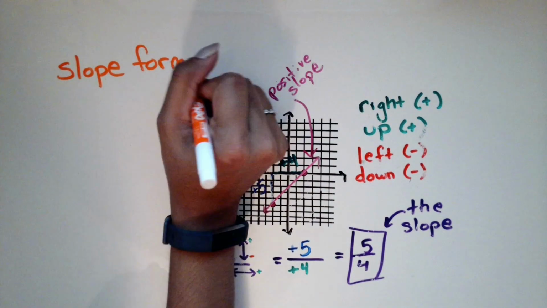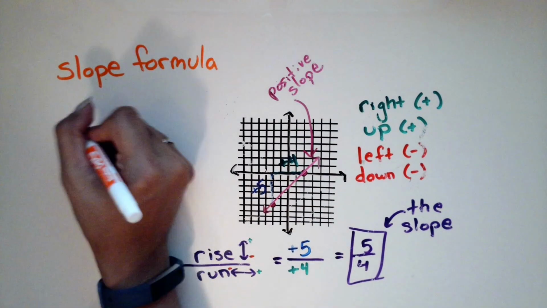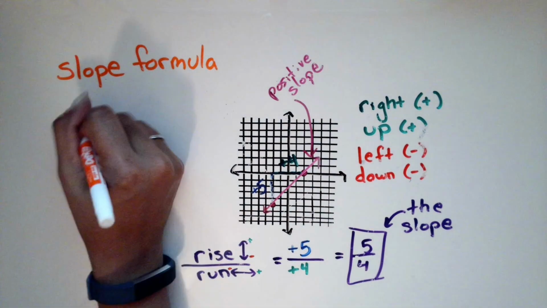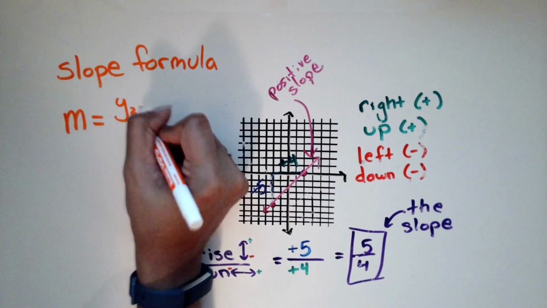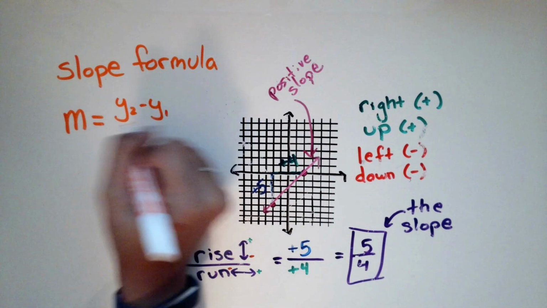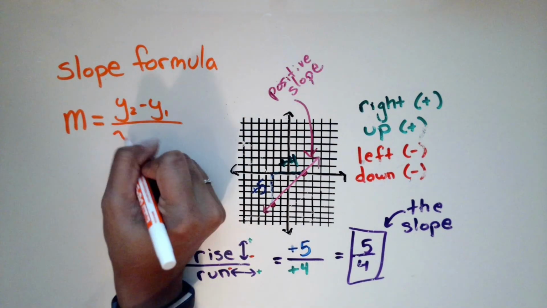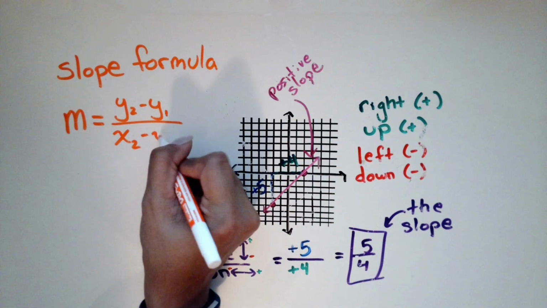Now let's use the slope formula. You're going to want to memorize this formula, so if you need to make a flashcard, make a flashcard. Slope formula. Remember, m represents slope. That's the variable that's always going to be used for slope. You get y2 minus y1 over x2 minus x1.